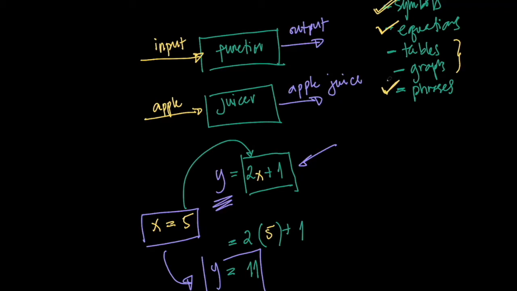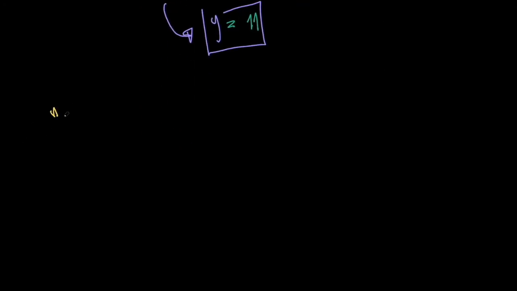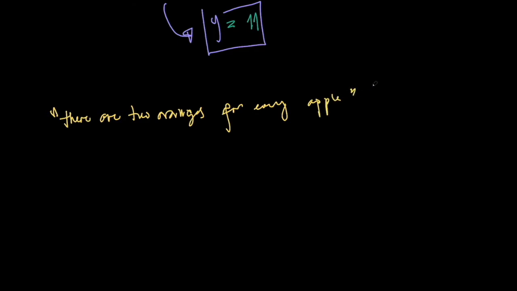So in phrases, let's have a simple example. For example, there are two oranges for every apple. Okay, so this is with phrases. Now, let's say there are two oranges for every apple. That means that the number of oranges is twice the number of apples.